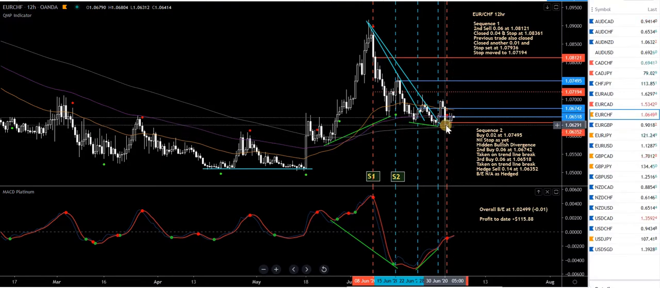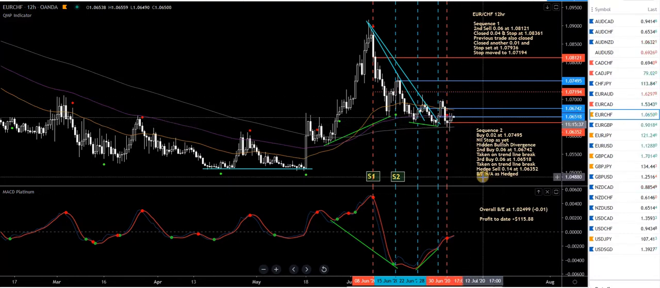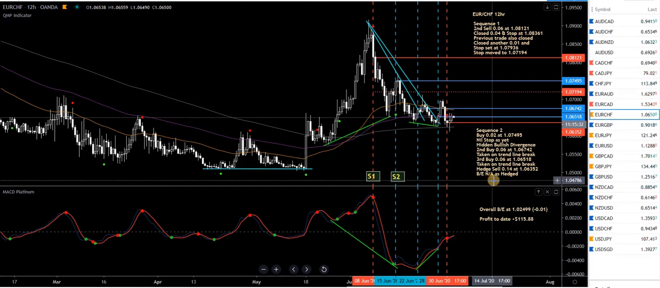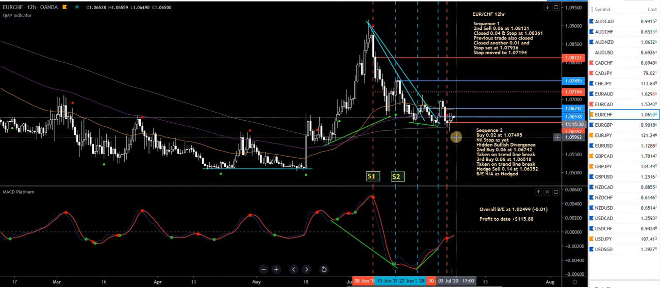Because there's a new sell signal in here. It's not a valid standalone sell signal because the MACD Platinum is below the zero level, but I took a hedge sell to hedge sequence 2, so break even, BE, B/E is break even, NA, not applicable, as hedged. So I'm locking in a loss.